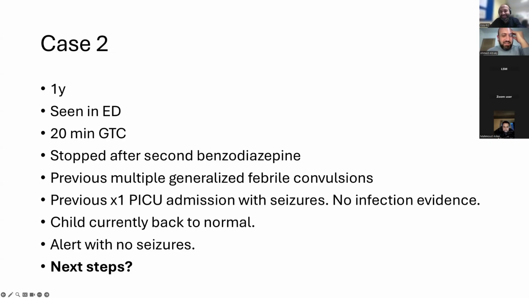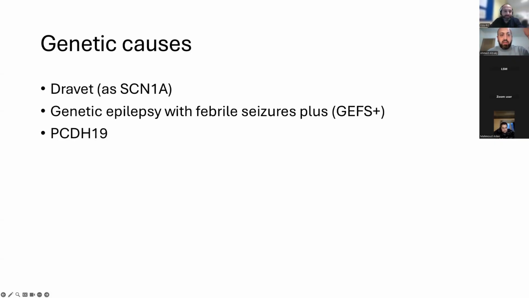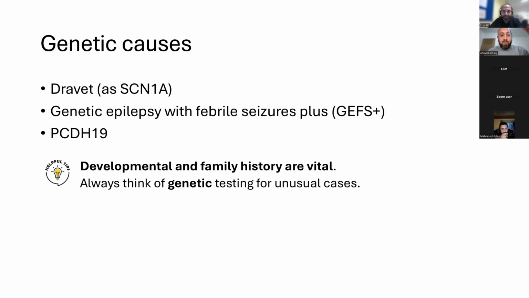So, yes, I will be concerned, obviously, about this child, and I will think about genetic causes usually. And when we say genetics, most commonly something like Dravet, SCN1A, genetic epilepsy with febrile seizures plus, or GEFS plus, or PCDH19, which is like, you don't have to really worry about the names of all of these. You just need to have that feeling that there is something wrong, so you do not have to think what is the exact underlying etiology or genetic cause, but you have to think that this is likely to be of a background or underlying genetic disorder. So developmental and family history are vital.